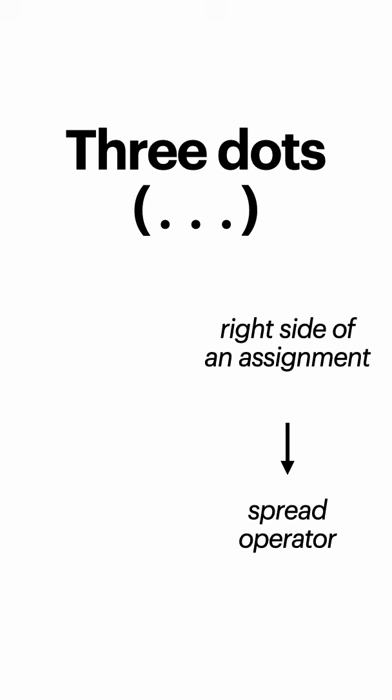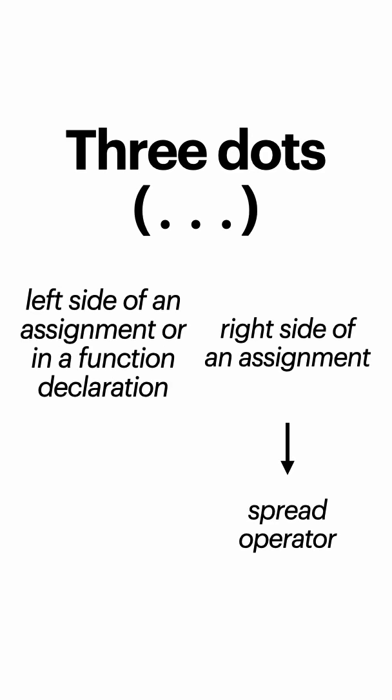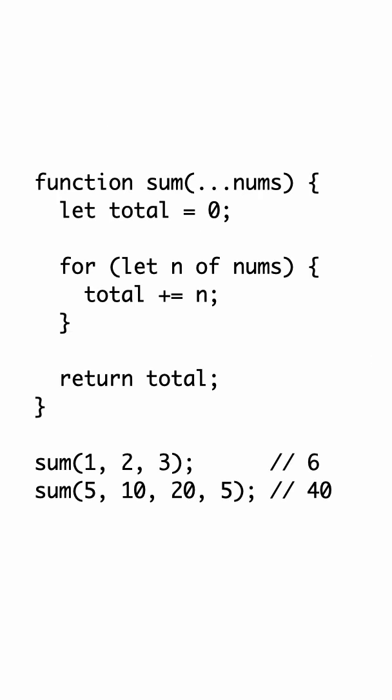When you see three dots on the left side of an assignment or in the parameters of a function, that's a REST parameter. And it means take the rest of the arguments and smash them into this thing. REST parameters allow a function to accept any number of arguments and collect them into a single variable. Here's an example of REST parameters in a function declaration.